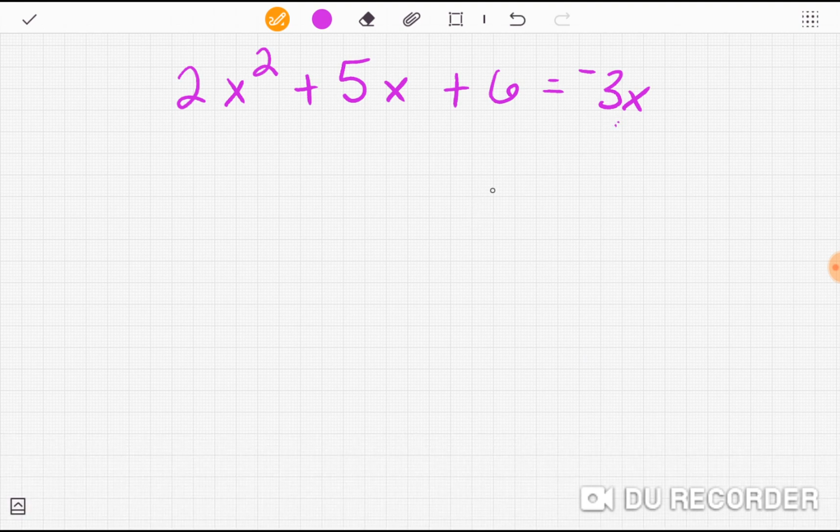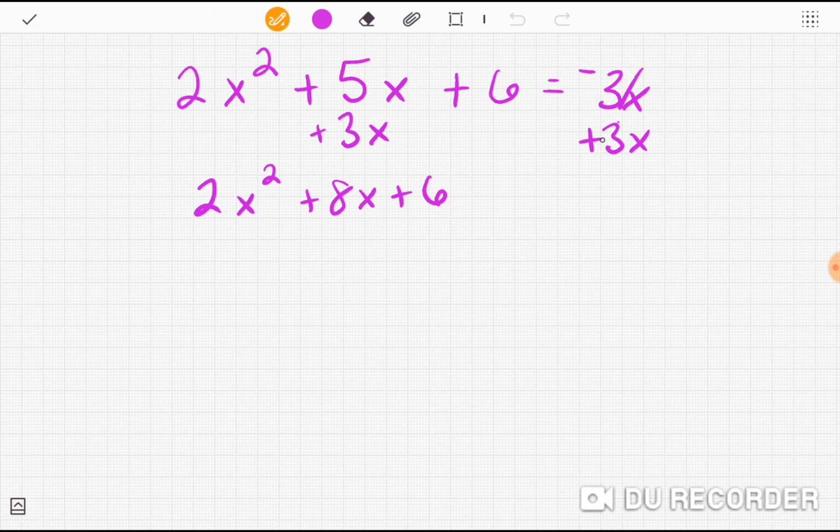That negative 3x, what do? The other problem's already equaled 0, so here's what we're going to do. We are going to move this negative 3x to the other side. In order to move that negative 3x, we add 3x, and we combine it with this 5x because they both have just 1x there. So now we have 2x squared. That's a little sloppy. Let me fix that. 2x squared plus 8x plus 6, and then negative 3x and positive 3x equals 0.